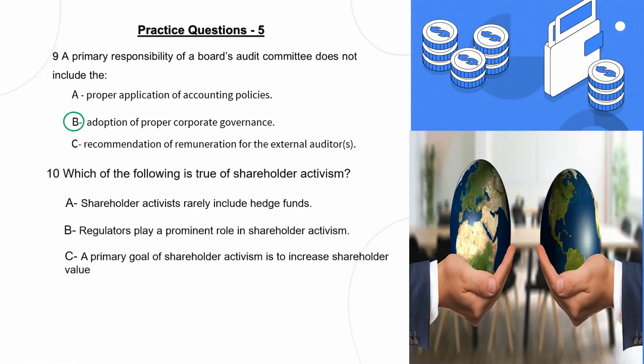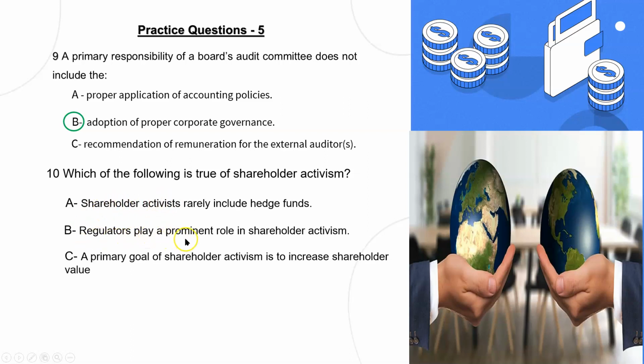Number 10. Which of the following is true of shareholder activism? These are the people who come together. They are trying to take control of the company or to direct the company in a certain way, to behave in a certain way. Definitely their primary role will be shareholder activity. Rarely include hedge funds. No, they are the main one. The hedge funds, they are very active shareholders.